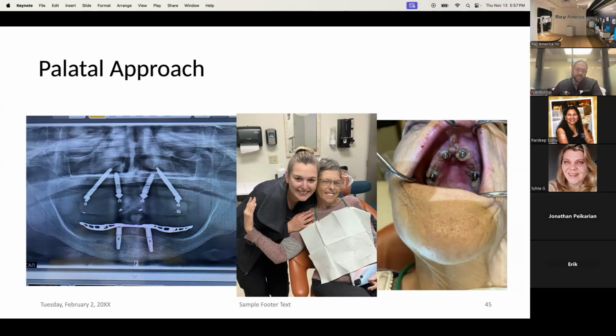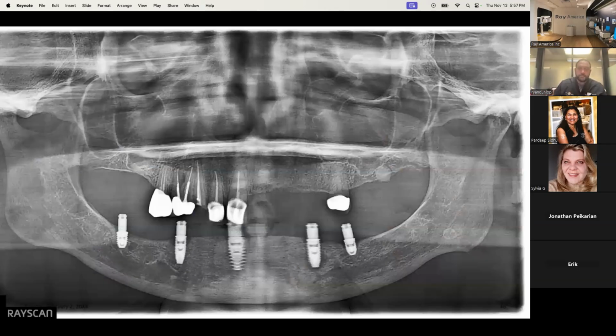So you can see, and she's had this for, gosh, maybe 6 or 7 years now, and she's doing fine. But you just appreciate how much bone to implant contact we got on an otherwise hopeless case that would probably need quad zygomas and pterygoids and stuff. And we were able to get it done in a much less invasive manner. So let's talk about a few case examples.